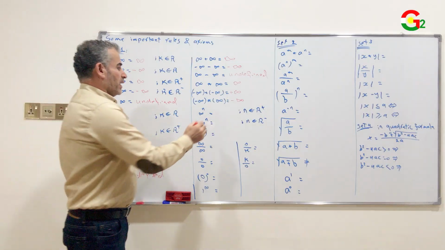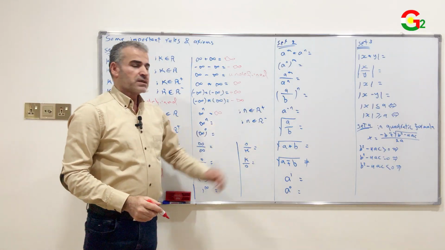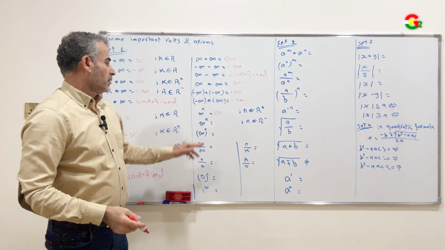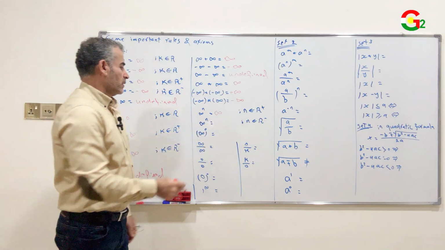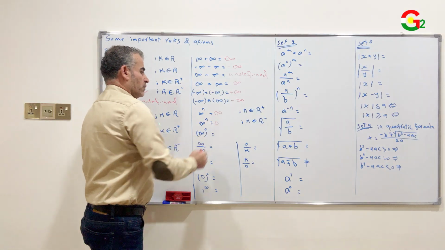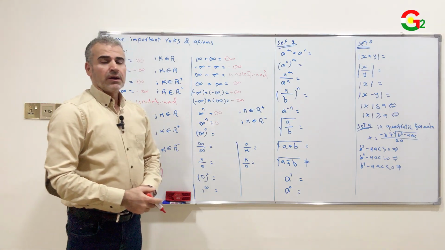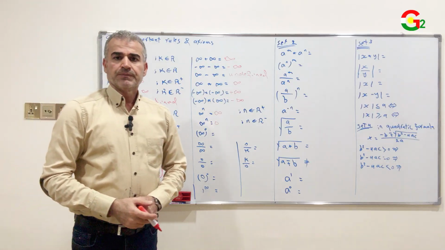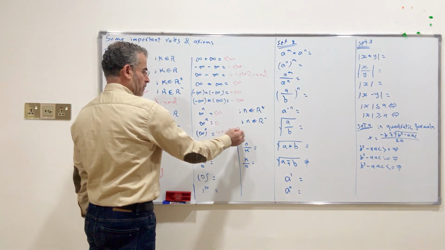Infinity to the power n equals infinity if n is a positive real number. Infinity to the power n equals 0 if n is a negative real number. Infinity to the power 0 is undefined.